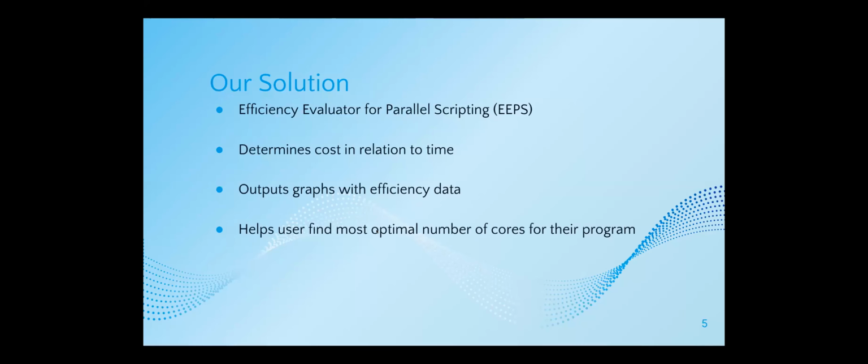So our solution to this was EEPS, or the Efficiency Evaluator for Parallel Scripting. This program determines the costs associated with running a Parsl workflow with respect to the time it takes. It outputs this efficiency data in a charted graphical form. Users can analyze this data and determine the most optimal number of cores for their own workflow based on their priorities and limitations, as we explained earlier.